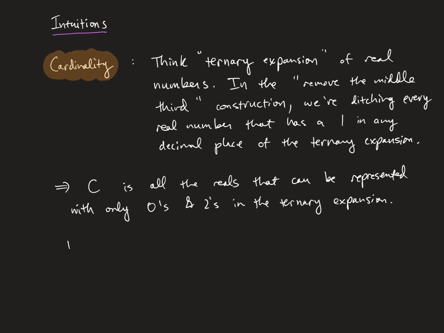For example, you could have something like 0, 2, 0, 2, 0, 2, 0, 2, etc., or something that looks more random: 0, 0, 2, 2, 2, 2, 0, 0, 0, 2, 0, 0, 2, 2, something like that. These would be elements of the Cantor set. These are ternary expansions, not decimal expansions.